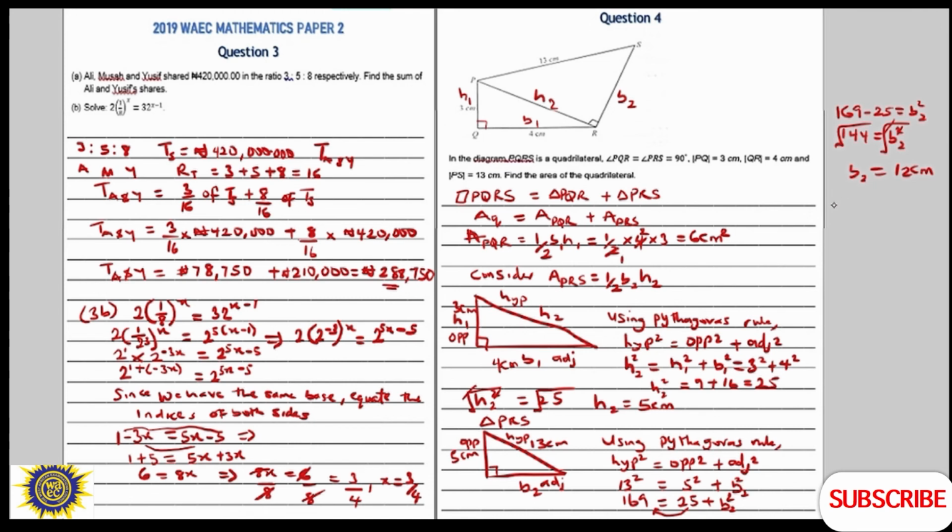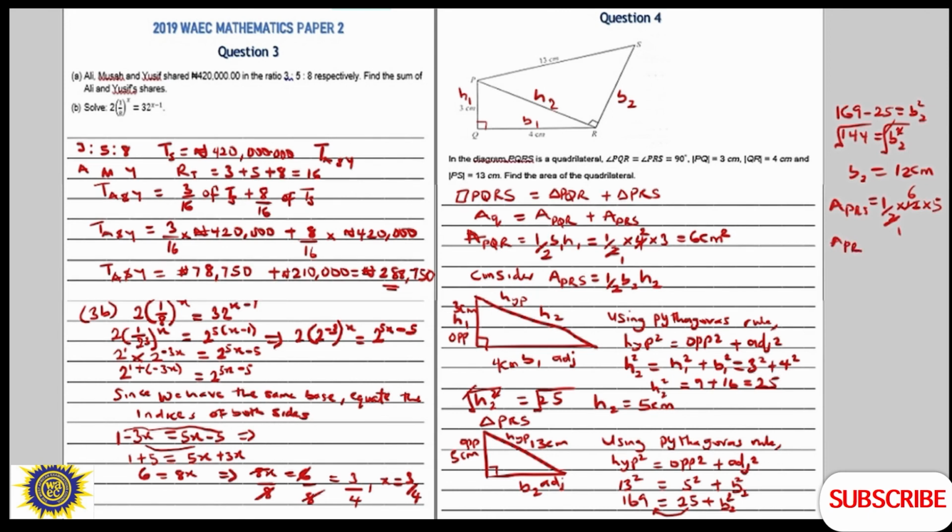Now going back to the area of triangle PRS, which is half B2 H2. So that is half times base, which is B2, 12, multiply that's what we have just gotten, and H2 is 5. We have 2 here, 1. 2 in 12 is 6. 6 times 5, we are going to have the area of PRS equal to 30 centimeters square.